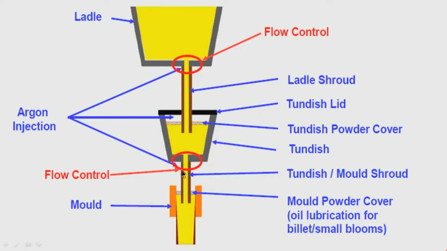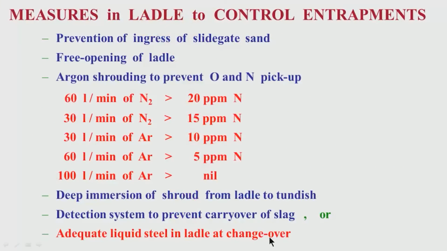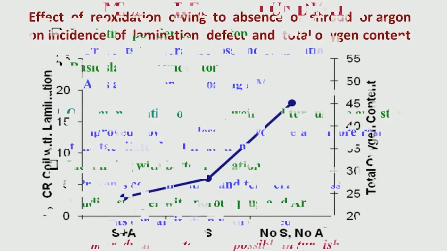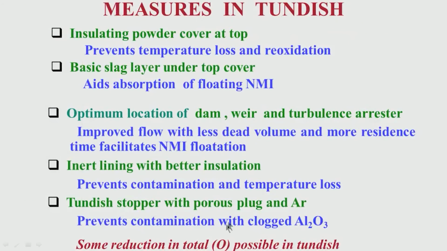Along with the flow control in the refractory nozzle we must have argon injection. I have mentioned why it is necessary from ladle to tundish. In a similar way it is necessary when the liquid steel is coming down from the tundish to the mold, the continuous casting mold. So, as I was mentioning, the tundish stopper with porous plug should have provision for argon flow.